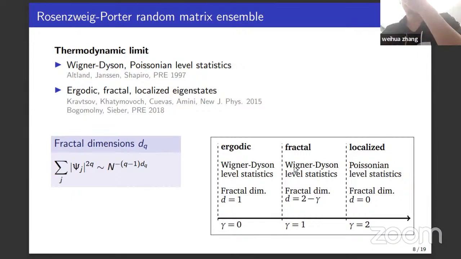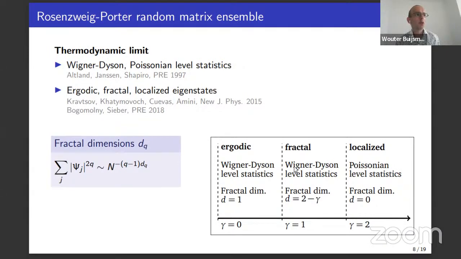No, I still don't understand. So you mean part of the wave function will have the ergodic properties, and part of the wave function will have the localized properties, and then they will show the intermediate state.